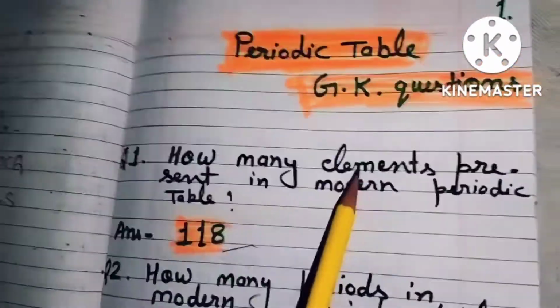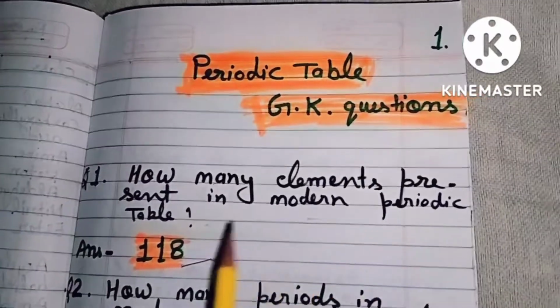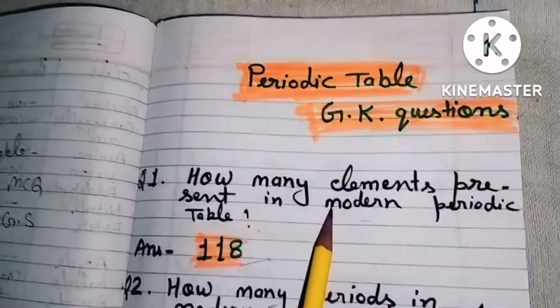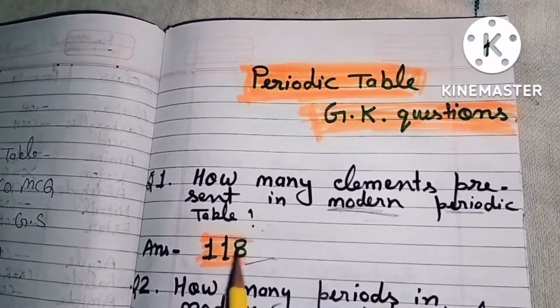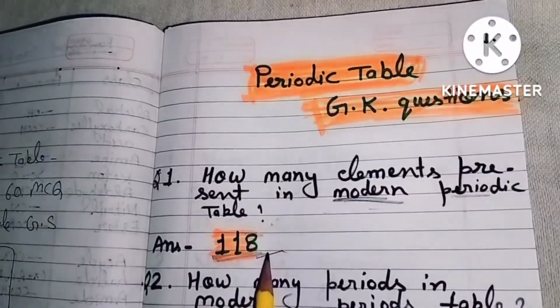How many elements are present in the modern periodic table? The periodic table we study has 118 elements.